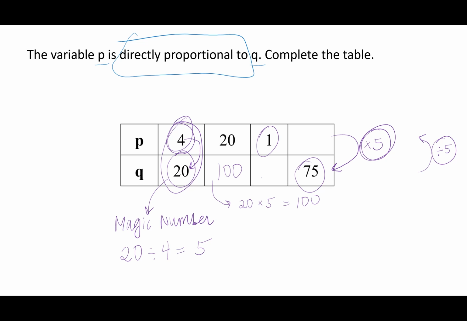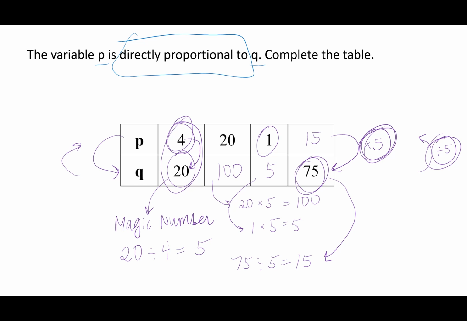All right, next I have this number 1. I can take that, write it out. 1 times 5, again, would give me 5. So 5 is our value of q when p is 1. And then lastly, I'm going in the opposite direction again. So I'll take 75, divide by 5, and I should get my answer, which is 15 for p. Remember, just keep in mind which way you're going, whether you're going from the top to the bottom or from the bottom to the top. That makes a difference on whether we multiply or divide.